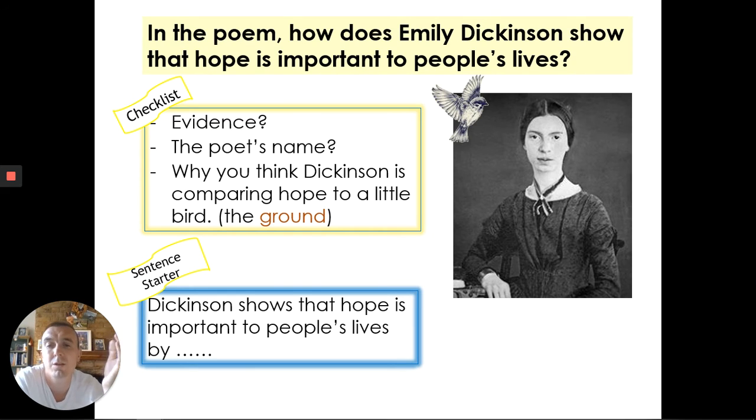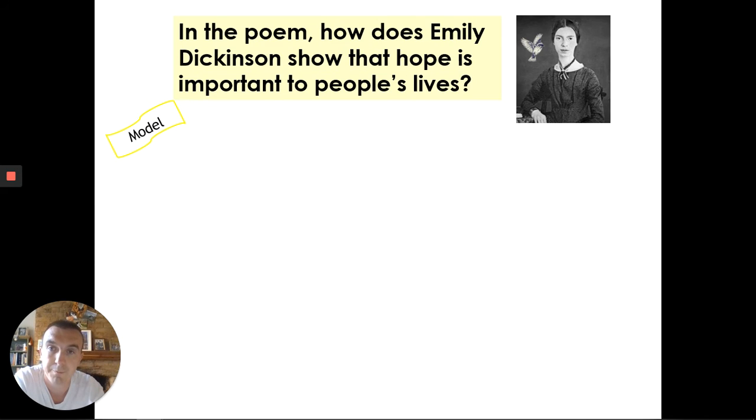So from that last slide, the things that we said, the ideas which we had for the ground, include all of those in your answer in as much detail as you can. If you want a sentence starter, there's one there. Dickinson shows that hope is important to people's lives. I'm going to show you on the next slide. You can either pause there if you're confident, or I'm going to show you on the next slide a model answer, and then you can compare yours against that or use it to help you.